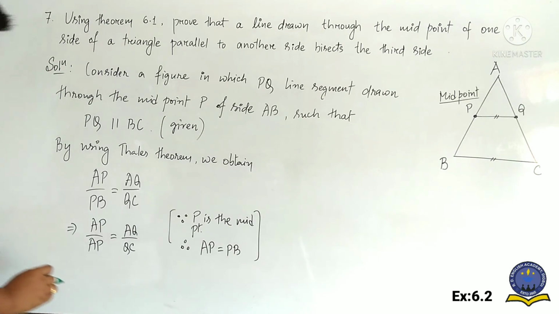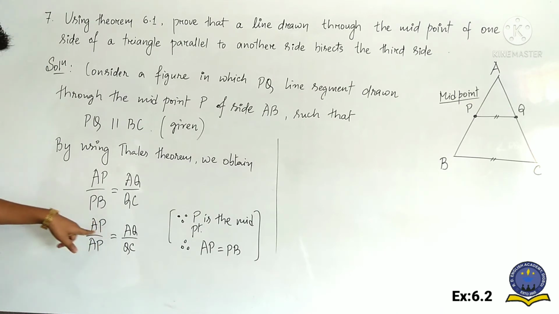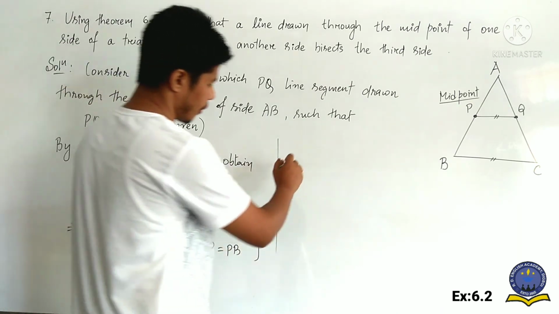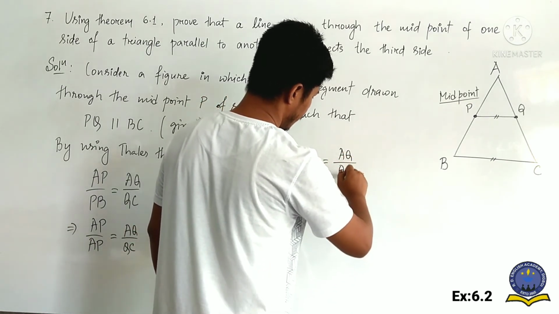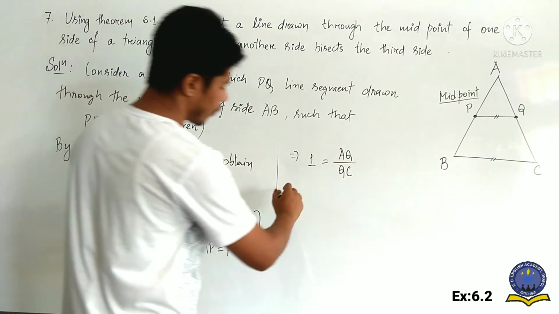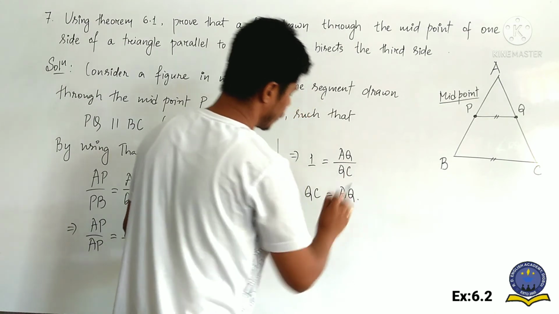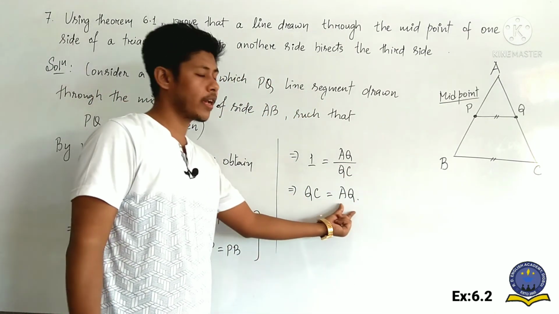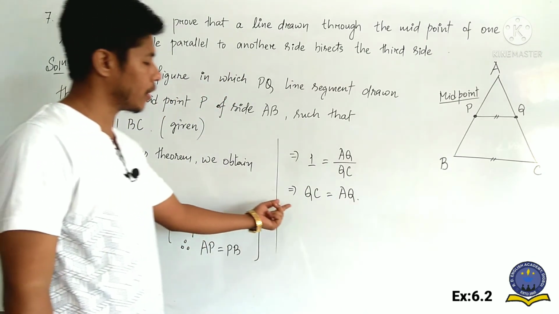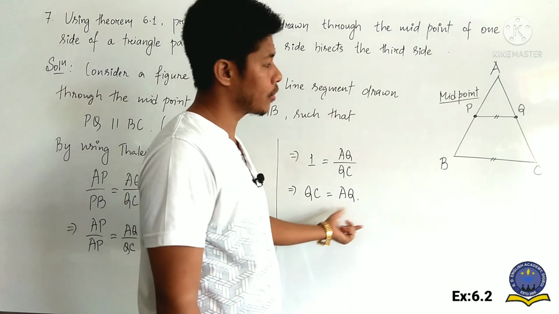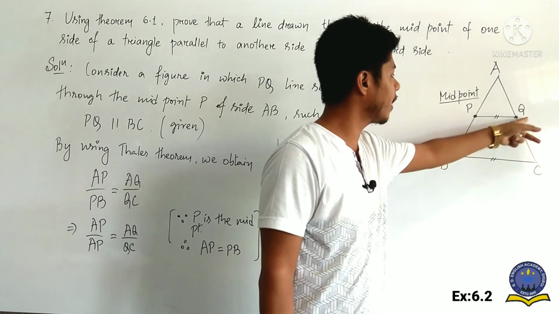Clear? So now I write here AP cancel. So what will remain here? 1 equals to AQ by QC. Or this implies here we get 1 equals to AQ by QC. And if you cross multiply this QC, so that's why here you get QC equal to AQ. So the distance of QC and AQ are equal. From this calculation, what we get here, QC is equal with AQ. So where is QC? QC is this one, AQ is this one. If these two lengths are equal, then what we can say?